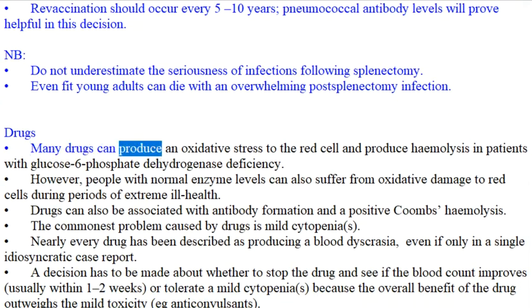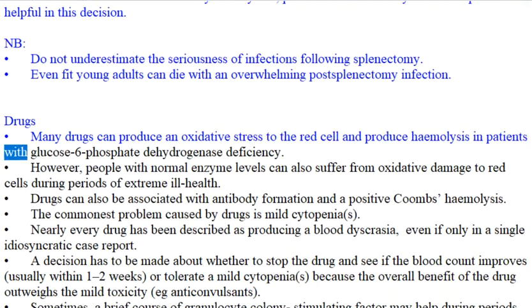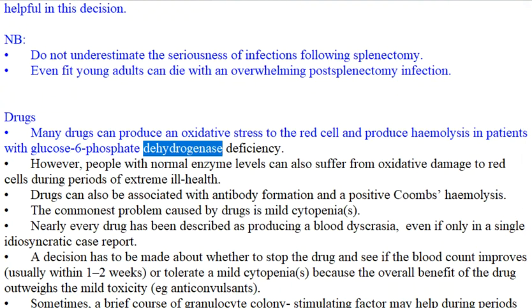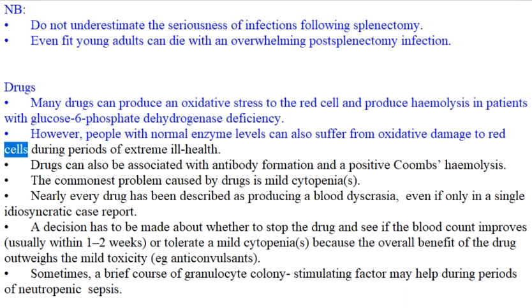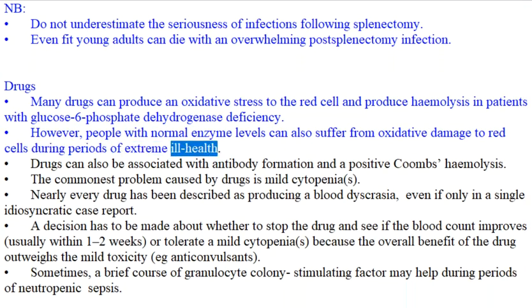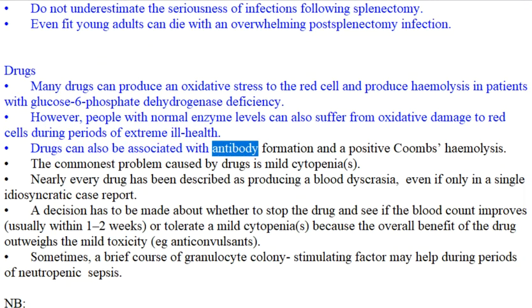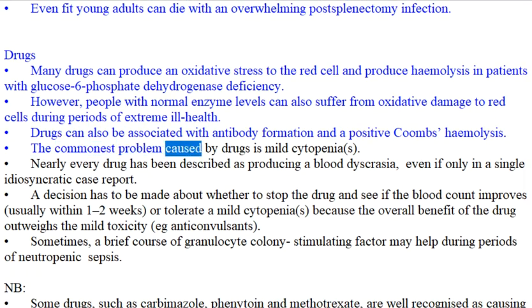Drugs. Many drugs can produce an oxidative stress to the red cell and produce hemolysis in patients with glucose 6-phosphate dehydrogenase deficiency. However, people with normal enzyme levels can also suffer from oxidative damage to red cells during periods of extreme ill health. Drugs can also be associated with antibody formation and a positive Coombs hemolysis. The commonest problem caused by drugs is mild cytopenia, s.